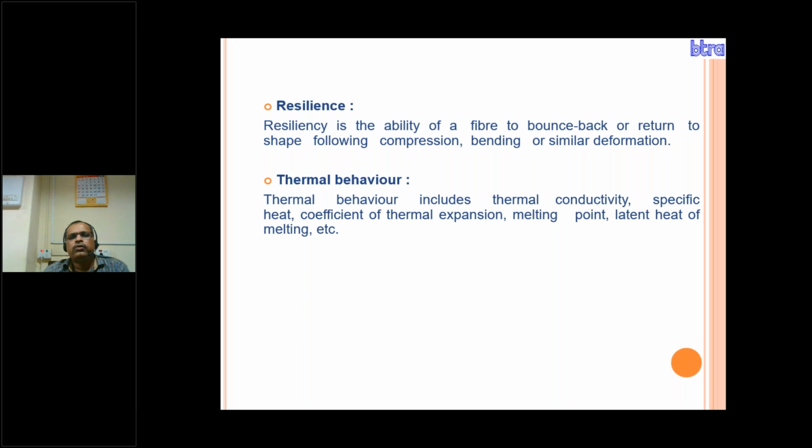Thermal behavior includes conductivity, specific heat, coefficient of thermal expansion, melting point, latent heat of melting, etc. The different thermal behavior of the fiber also decides the thermal behavior of the fabric.